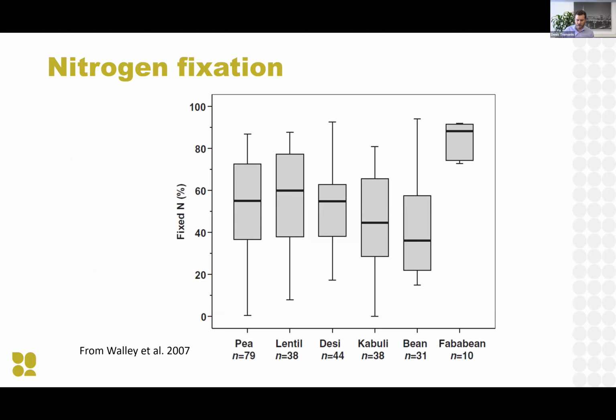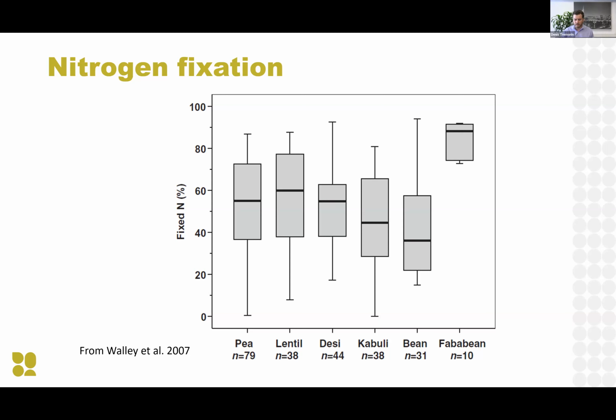This was a paper by Fran Walley that looks at the nitrogen fixation capacity of different crops. Fran Walley is a professor at the University of Saskatchewan, where a ton of this work has been done, especially on pulses. And you'll see that there's variability between crops, with faba bean being almost like alfalfa as a really high nitrogen fixer. It can fix almost all of its needs. Peas and lentils are kind of in the middle, as well as chickpea. And then bean is lower on the list there.